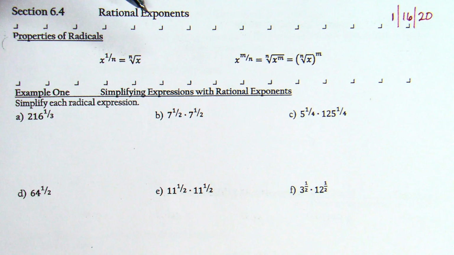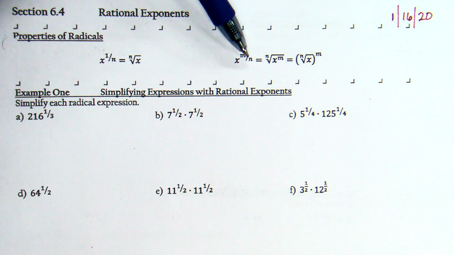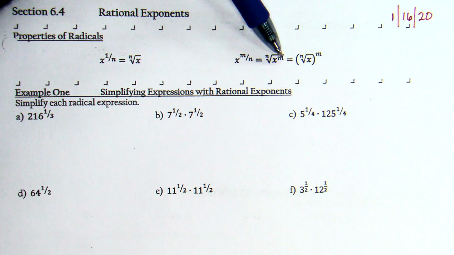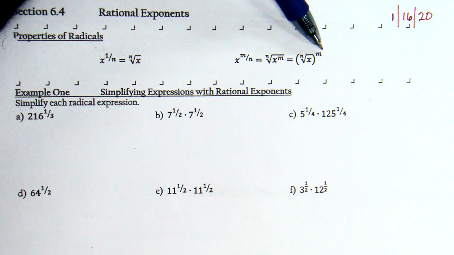But the idea that something like the nth root of x, whether it's the square root, the cube root, whatever, is equivalent to x to the 1 over n power. So we can take something that's in a radical and write it with a fraction exponent. The example over here is x to the m over n. That is equivalent to the nth root of x to the m, or the nth root of x, raised to the m. Notice in both cases, the n in the denominator correlates to where?